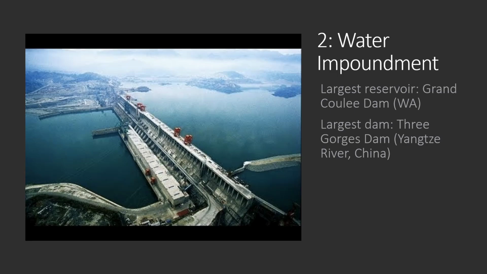Another source of hydroelectric power is hydroelectric dams. This is water impoundment. The largest reservoir is the Grand Coulee Dam in Washington. The largest dam is actually the Three Gorges Dam, on the Yangtze River in China.